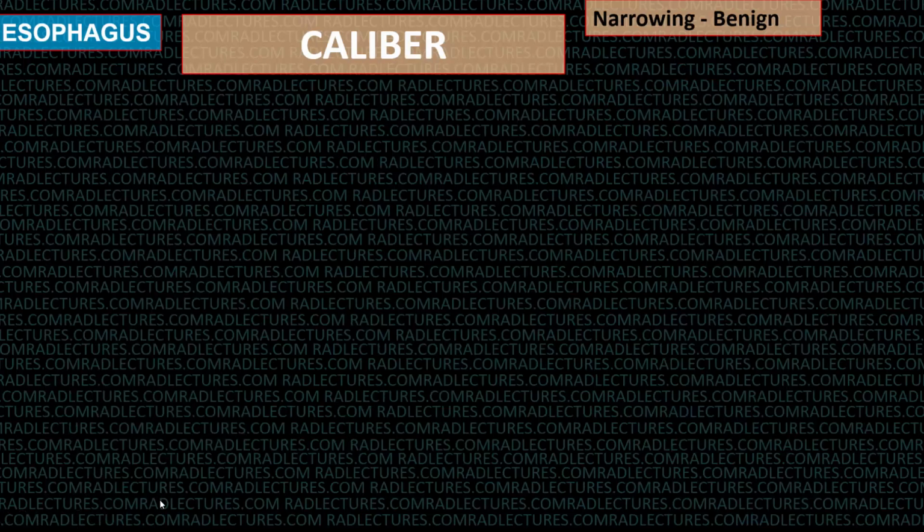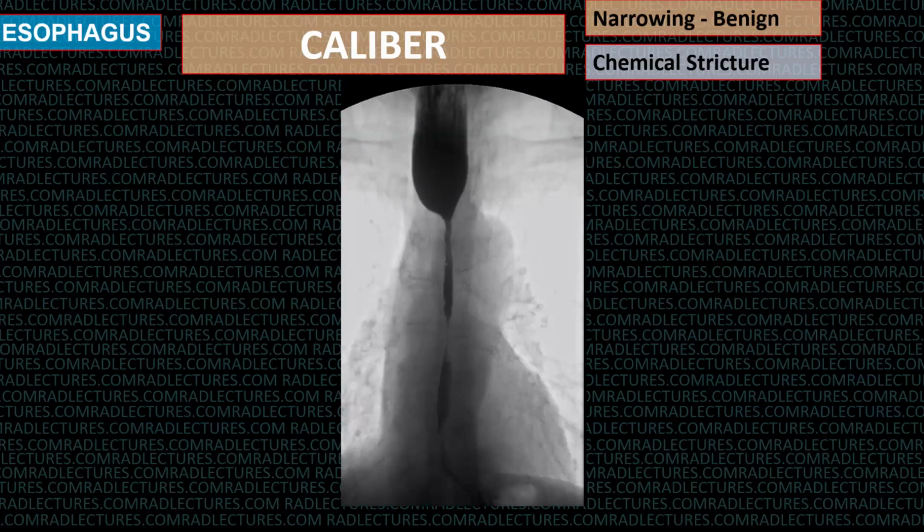Other benign narrowings are due to chemical stricture, which are typically long, and they can be multiple. They can involve the stomach as well as the esophagus. Now, reflux can also cause a long stricture like this. And again, see, it is benign. There are tapering ends and a long stricture, no ulceration at all in this case.